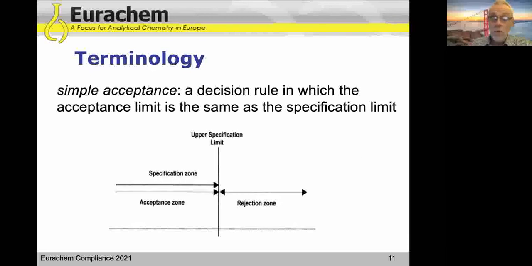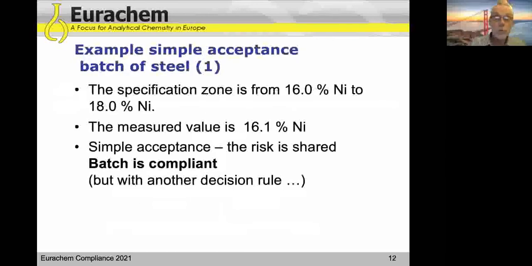In my opinion, if the rule is simple acceptance, we need to state a maximum uncertainty, because otherwise it can be too big a risk for both the user and the producer. I will take some simple examples. We have steel, for example. The specification zone is from 16 to 18. We have a measured value of 16.1. With simple acceptance, of course, the risk is shared and the batch is compliant, but it could be different with another decision rule.